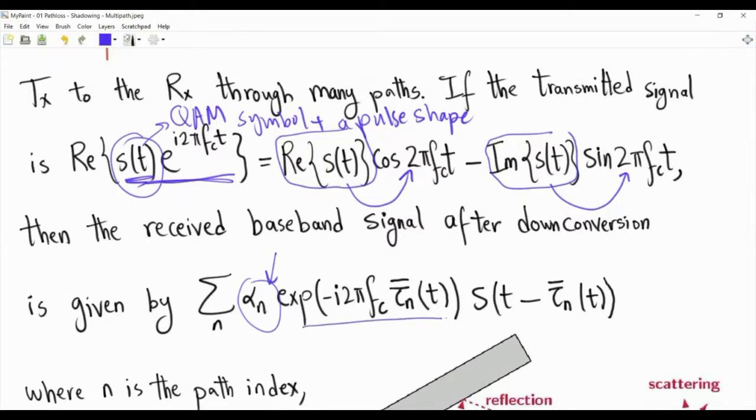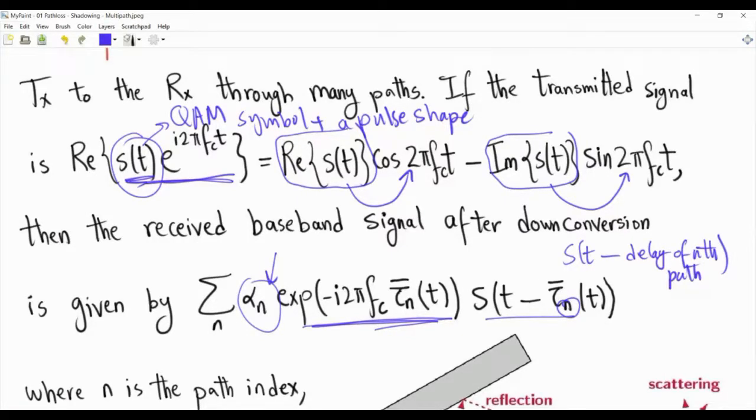And then we have this factor here and this. So this is s of t minus this quantity tau bar n of t. Okay, so this n is an index over the paths. And this is the delay. This is the delay, okay? But I'm writing the delay in a way that may seem awkward. It's a function of time, and that's true, and I will talk about this shortly. Now you can think of it as t minus the delay of the nth path.